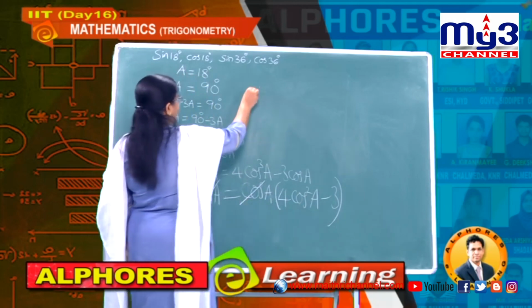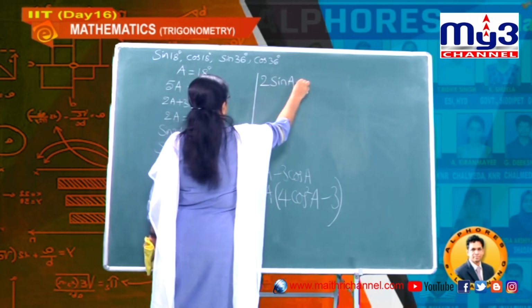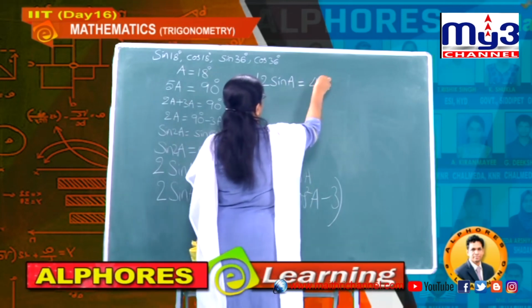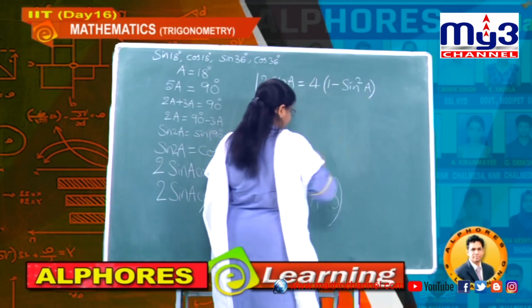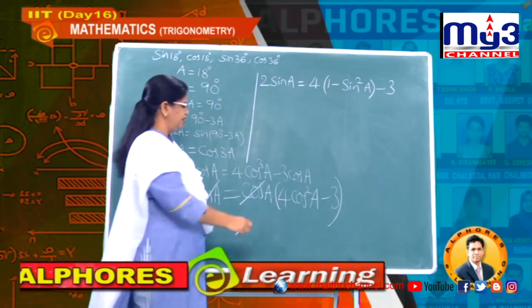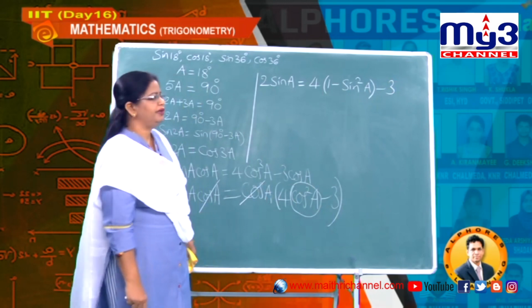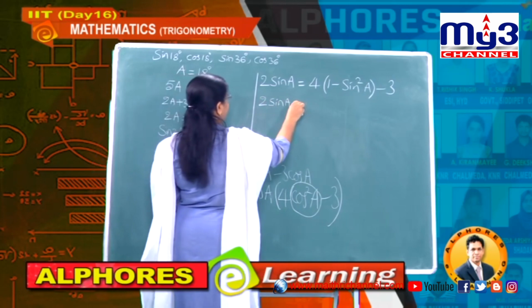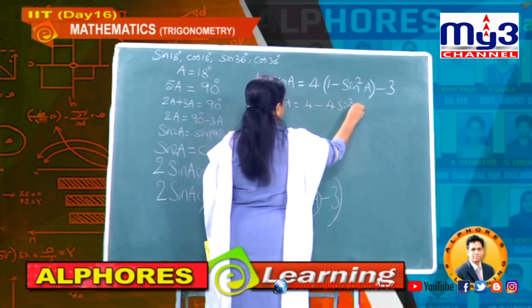Now 2 sin A is equal to 4 cos square A, and that cos square A we are writing as 1 minus sin square A, and next value minus 3. Understand? So this is the value we wrote. For cos square A we wrote 1 minus sin square A. Now 2 sin A equals, multiply this 4 inside: 4 minus 4 sin square A, and minus 3.